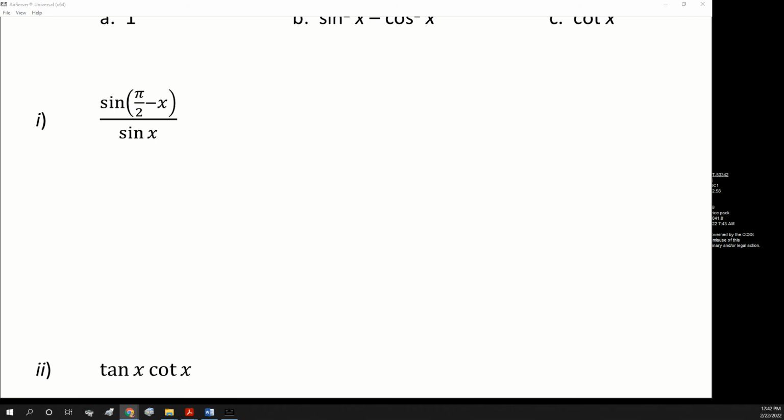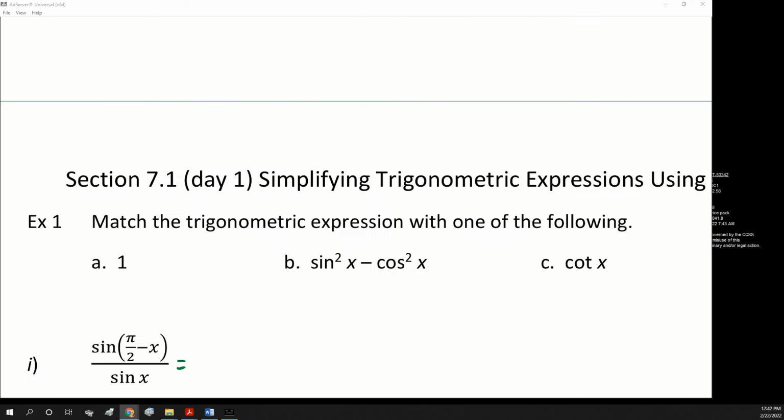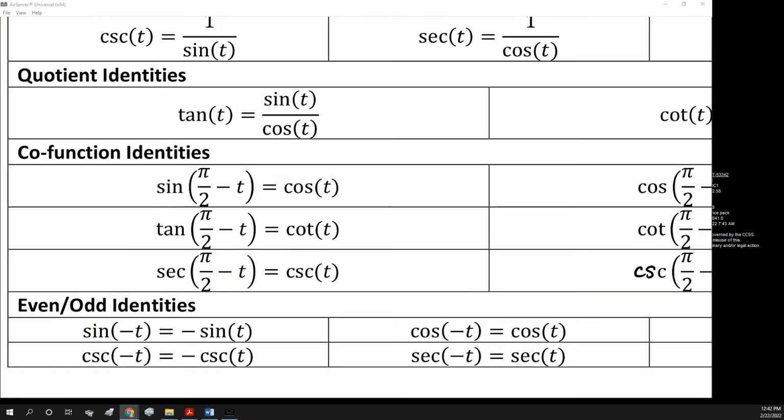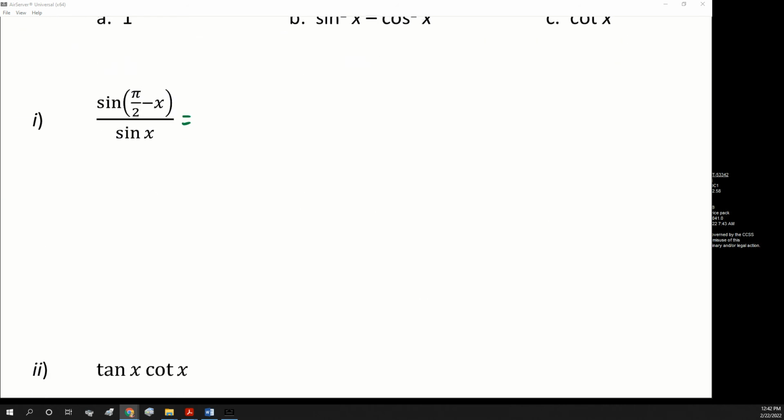If you guys looked at this one, where would you look on your formula sheet? Cofunction. So anytime you see pi over 2 minus x, or pi over 2 minus theta, or pi over 2 minus t, you're going to look at the cofunction identities. Okay, so looking at your sheet, what does sine of pi over 2 minus x equal? Cosine of x.